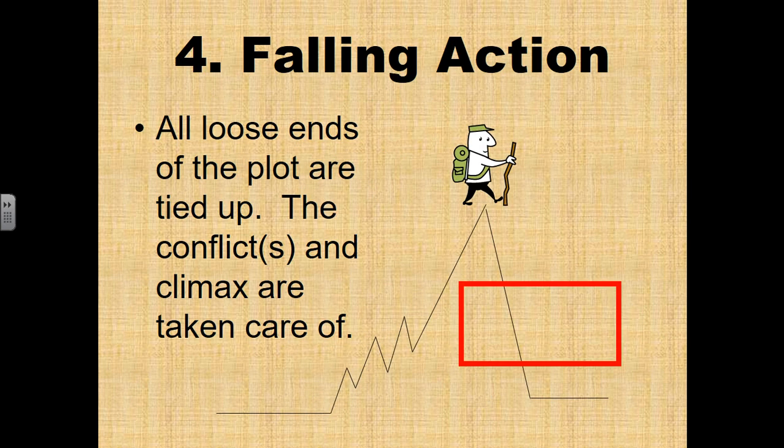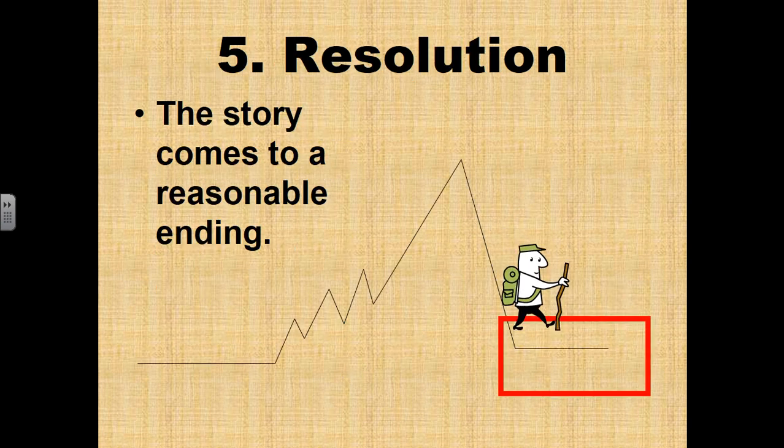The falling action is what happens toward the end of the story. It's after the climax. It's when all the plot starts to get tied up, all the loose ends are tied up, and we start to kind of have all of our questions that we had throughout this story being answered. Which leads us to our resolution.